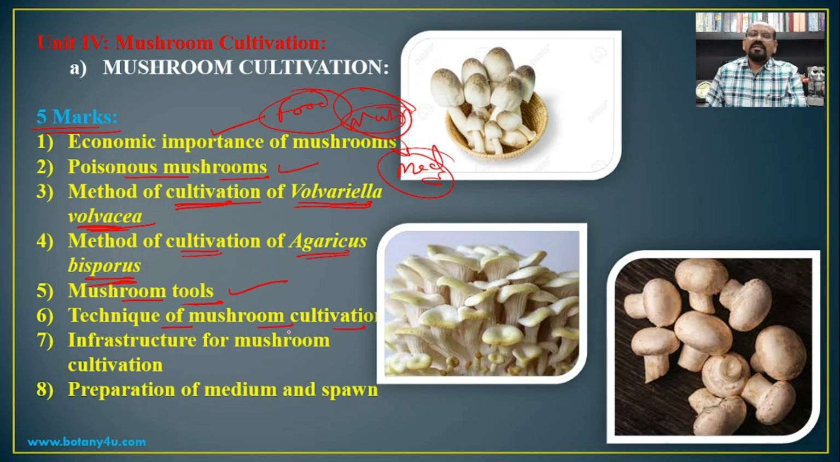We know during mushroom cultivation there is need of spawning, then transfer of the spawning, casing, then fruiting, then harvesting, packaging, storage. All these are the different methods or techniques which are used in mushroom cultivation. Then infrastructure for mushroom cultivation means the space and the structures or the thatch house which are used for mushroom cultivation, that we have to provide in infrastructure for mushroom cultivation type of questions.